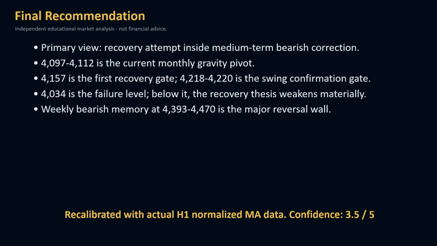To conclude, gold is attempting to recover within a broader medium-term correction. The most important level in the market today is the monthly gravity pivot between 4,097 and 4,112. Sustained acceptance above 4,157 would strengthen the recovery, while a move above 4,220 would improve the overall swing structure. Conversely, failure below 4,034 would significantly weaken the bullish outlook. Until then, traders should respect both the opportunity presented by the monthly support and the resistance imposed by the weekly memory wall.